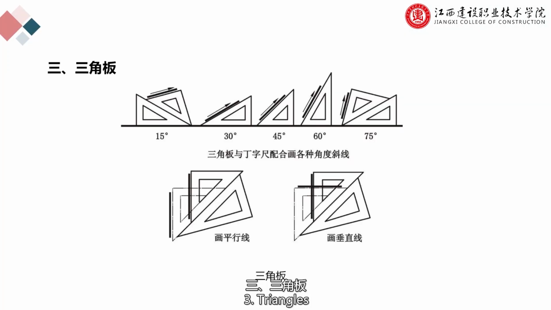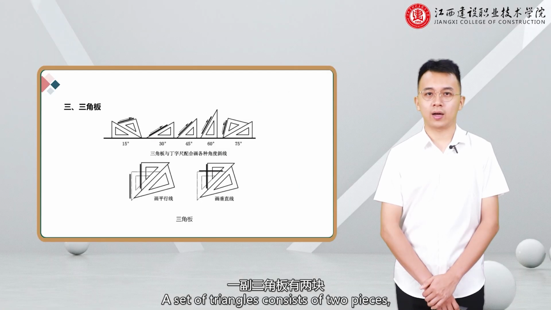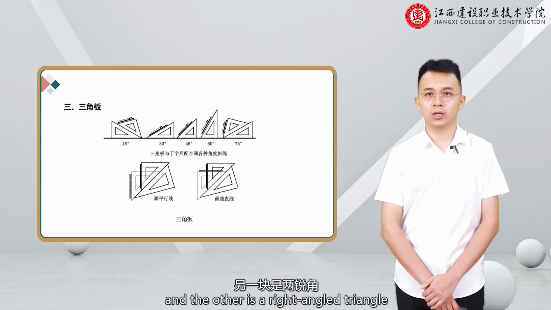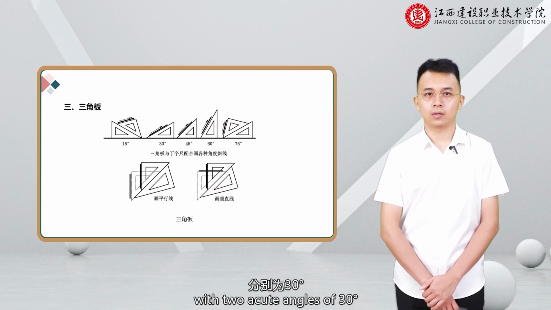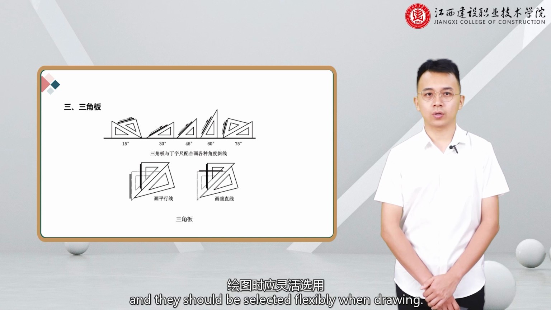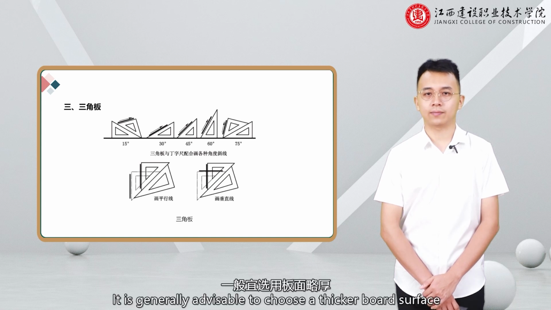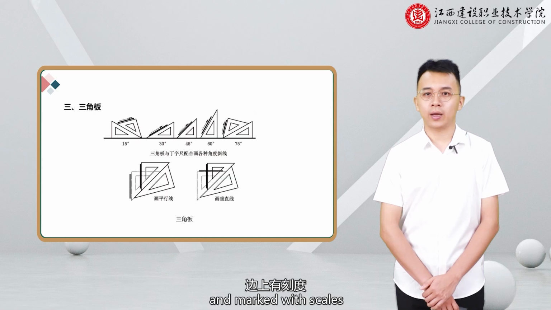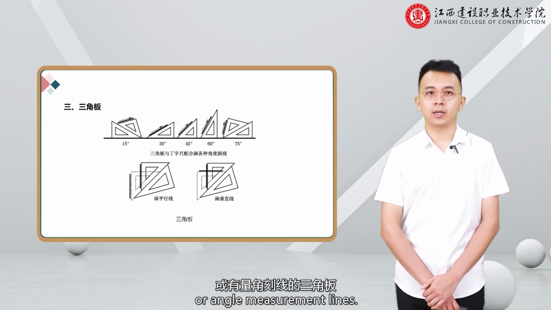Third, triangles. A set of triangles consists of two pieces. One is a 45 degrees isosceles right-angled triangle, and the other is a right-angled triangle with two acute angles of 30 degrees and 60 degrees. There are various specifications of triangles, and they should be selected flexibly when drawing. It is generally advisable to choose a thicker board surface with a slight slope on both right angles and marked with scales or angle measurement lines.